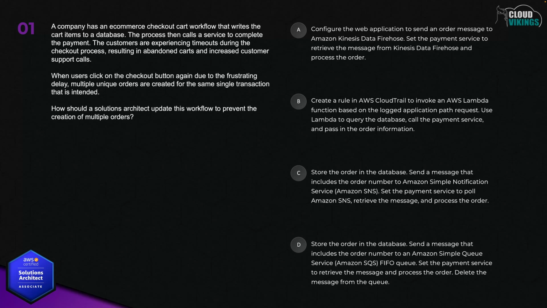Or C, store the order in the database. Send a message that includes the order number to Amazon Simple Notification Service, or Amazon SNS, and set the payment service to poll Amazon SNS, retrieve the message, and process the order. Or D, store the order in the database. Send a message that includes the order number to an Amazon Simple Queue Service, or Amazon SQS, FIFO queue. Set the payment service to retrieve the message and process the order. Delete the message from the queue.